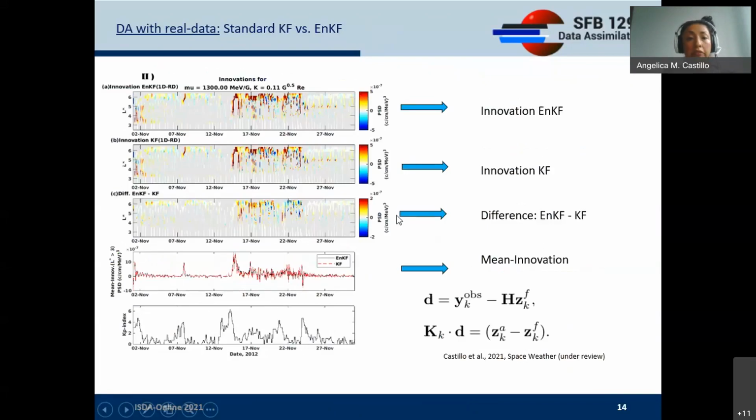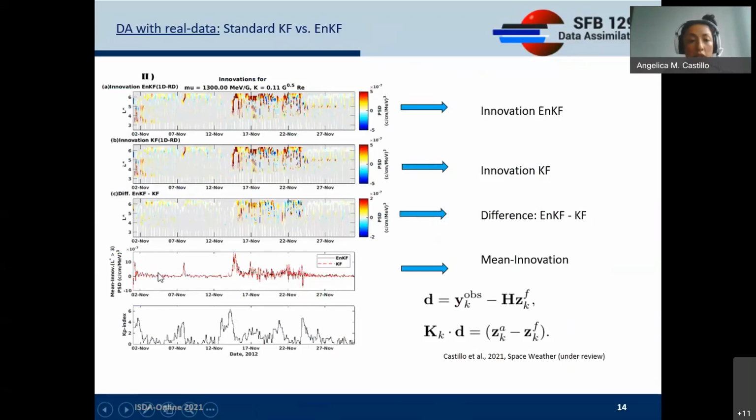We went further and investigated the innovation vectors of both simulations. In the upper panel, we have the innovation of the ensemble Kalman filter. In the second, the innovation of the Kalman filter, and the difference between both innovation vectors is the third panel. So what we observe from this panel is that we have strong correction at the beginning of the simulation, which means our initial condition or initial ensemble might not be the best choice, so we might have to improve that. And as shown before, also highest correction or more dynamic correction occurs after the storm.